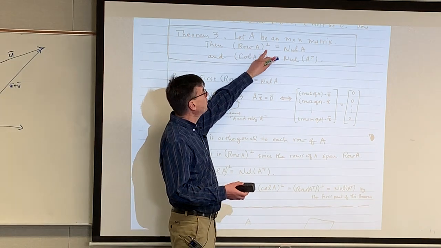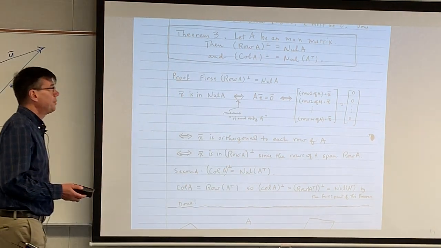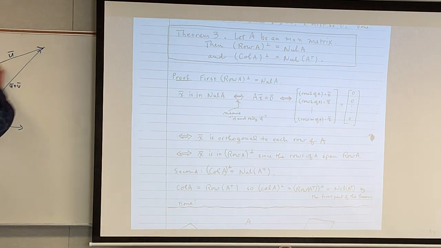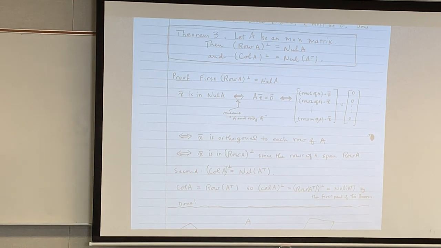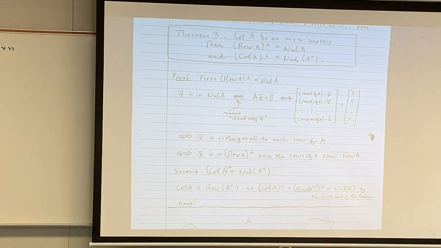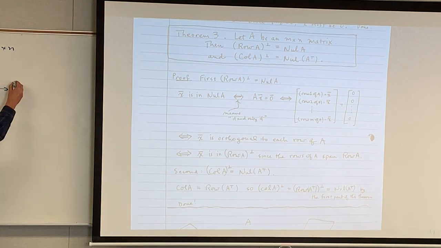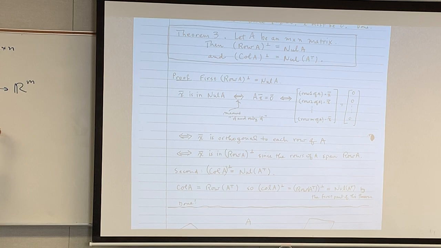Row space of A perp is equal to null space of A. Column space of A perp is equal to the null space of A transpose. So let's just draw a couple pictures here first. So A is m by n. So A represents a linear transformation from Rn to Rm, right? That's multiplication by A. Where are all these spaces that we're talking about? Where's the row space of A? Rn or Rm?